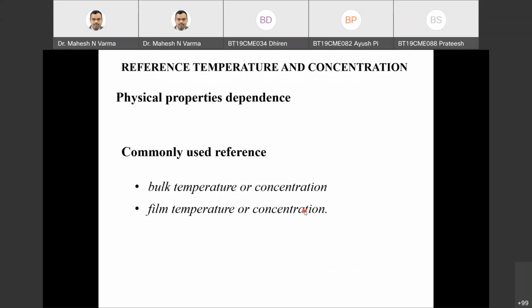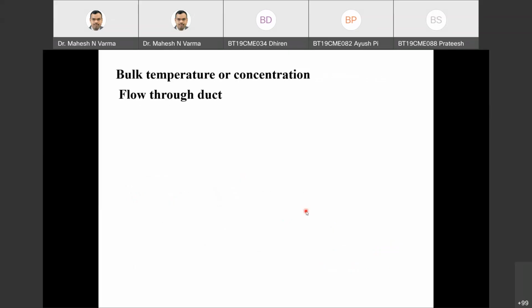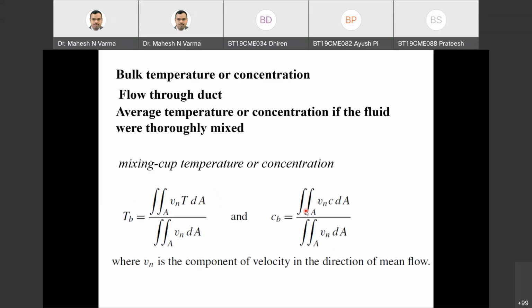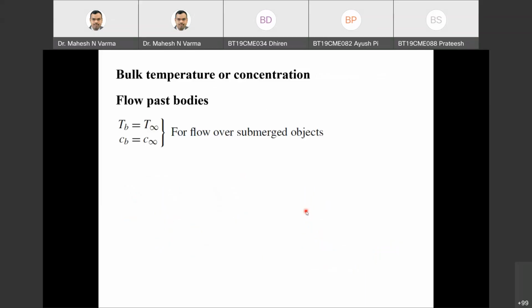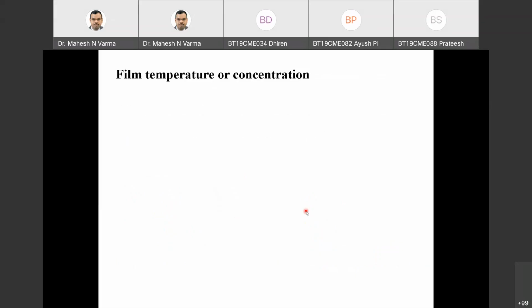Then there can be two types of reference temperature: one is the bulk temperature and the other is the film temperature. We have also discussed for different cases how to define the bulk temperature, bulk velocity, and bulk concentration, and then the film temperature. Now we will discuss flow over a flat plate. What are the engineering correlations available for flow over a flat plate?